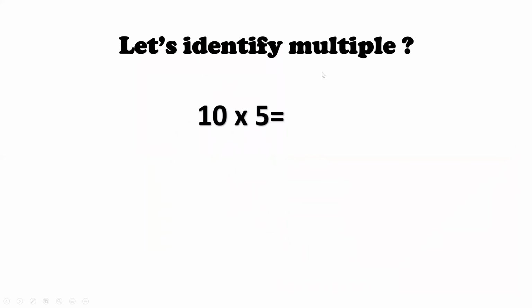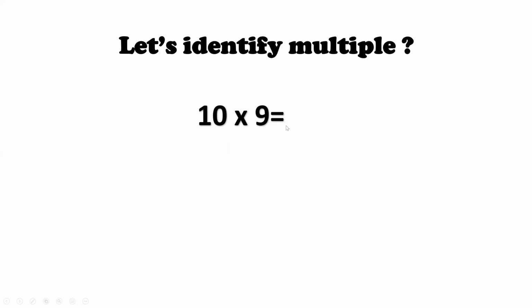Let's identify the multiple. 10 times 5 equals. Choose a way to solve this problem. Challenge yourself to skip count by 10 5 times. Give it a go. Great job. 10 times 5 equals 50. 50 is a multiple of 10. That means that we multiplied a number, in this case 5, by 10. So 50 is a multiple of 10.